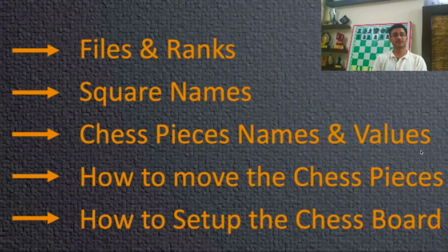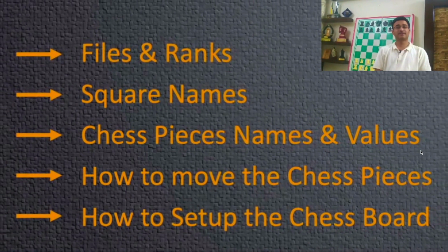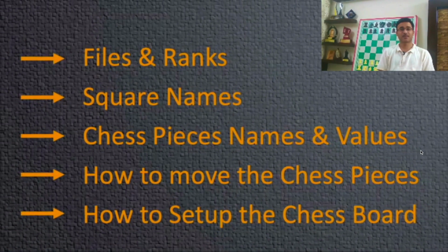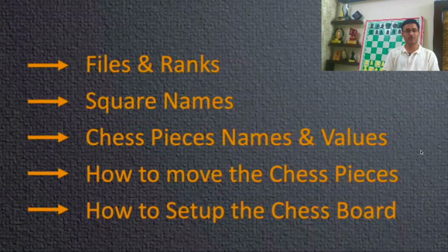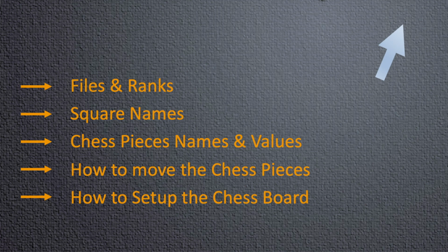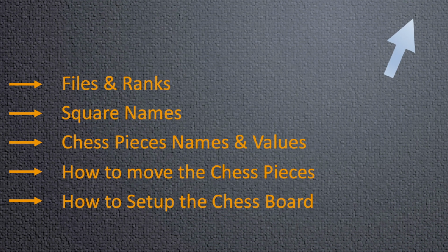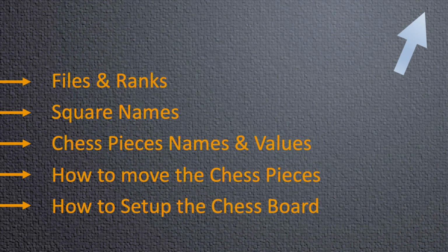Let's summarize what we learned in the previous lesson, Introduction to Chess Chapter 1: files and ranks, square names, chess piece names and values, how to move chess pieces, and how to set up the chessboard. If you have not yet gone through Chapter 1, I would suggest you watch it by clicking on the I button above. It's very essential to have a basic understanding of the game rules.